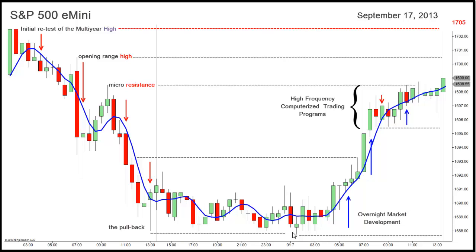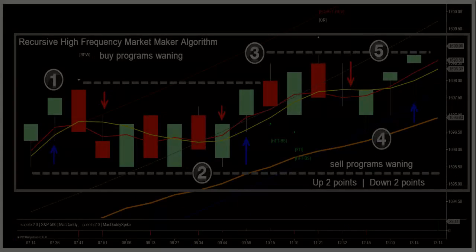At Tuesday's open, price auctioned above the overnight low and traded back up to 1698 at or near the micro resistance level that developed during Monday's market structure. Following the initial up move to the minor resistance level, high-frequency computerized trading programs dominated the remainder of Tuesday's session.